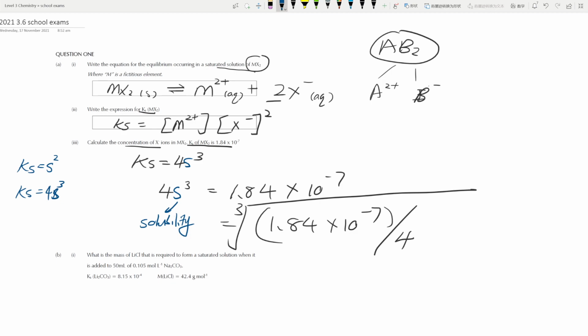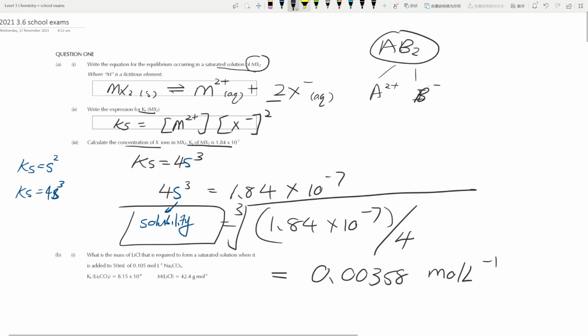Okay, now there's a reason why I want to do this. First things first, we figure out the solubility. Very easy. You just use 1.84 times 10 to the power -7 divided by 4 first, and then take a cube root, and then your answer should be 0.00358 moles per liter. Now this is where a lot of you would have stopped, because you will go, I calculated the solubility, yay, I've done everything I've been asked to do, which is incorrect in this case. We ask you to calculate the concentration of X-, so we want you to calculate the concentration of that.